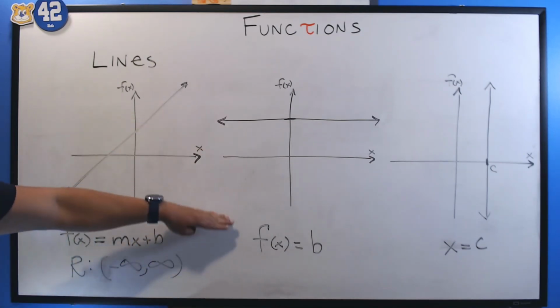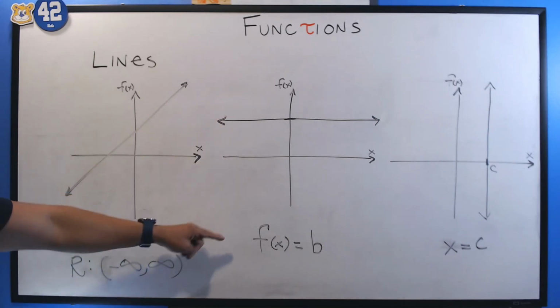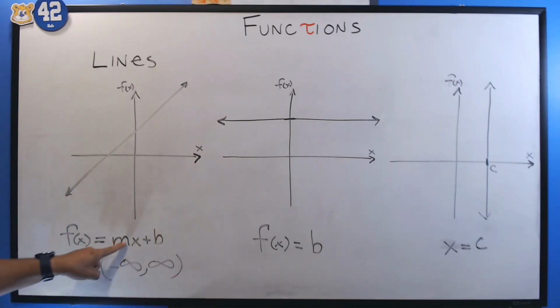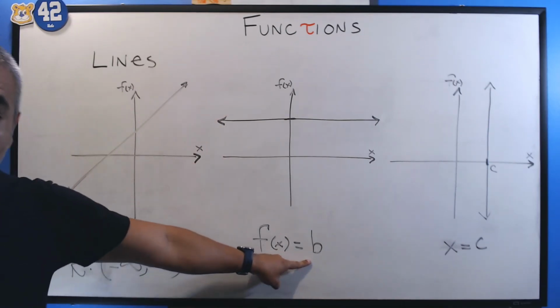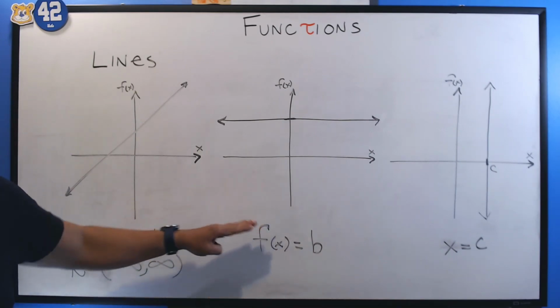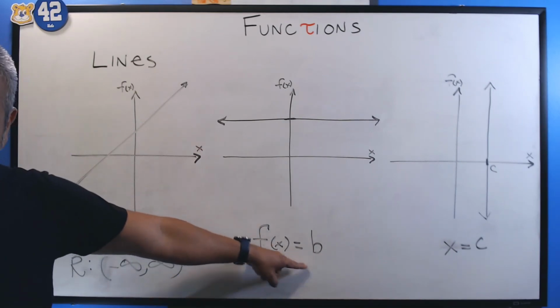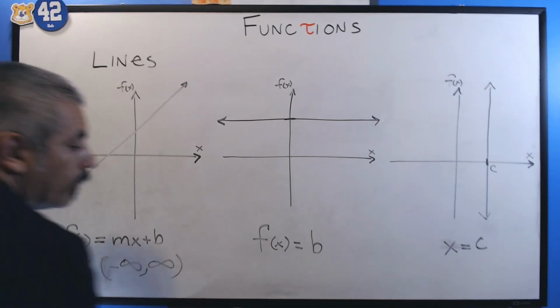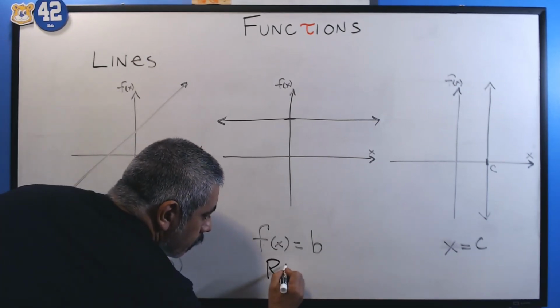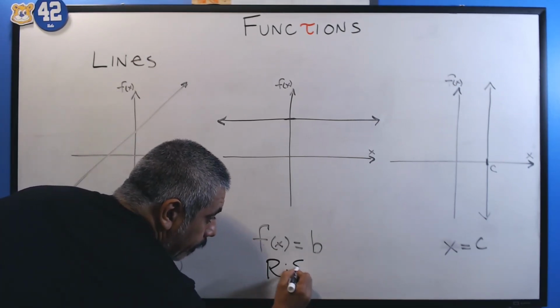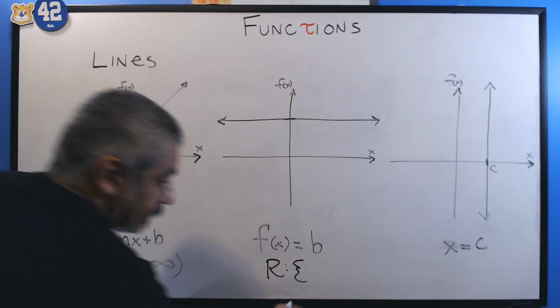A horizontal line has a slope of 0, and when the slope becomes 0, all we have is a y-intercept. In this case, the range is only going to be that value. That's it. So my range is only going to be whatever b is.